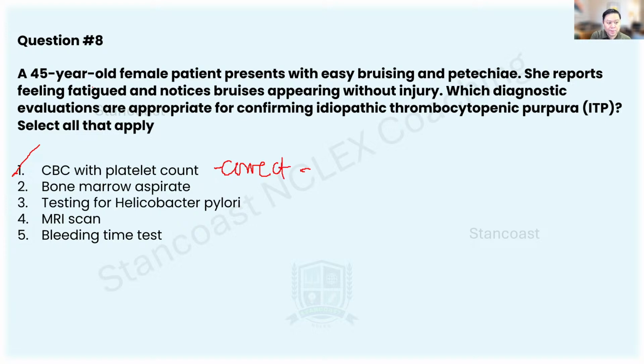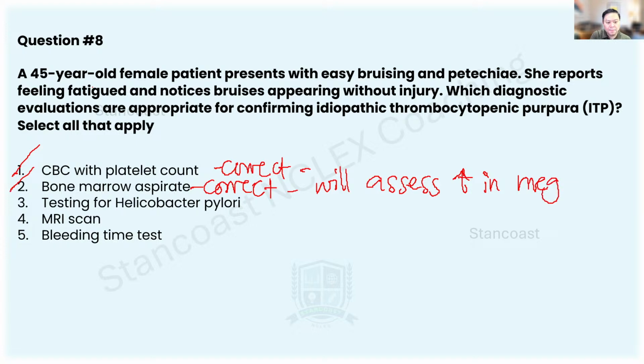What about number 2? Bone marrow aspirate. What is that? Bone marrow aspirate is also correct. And the reason for that is because the bone marrow will be able to assess increased megakaryocytes, those immature platelets, right? Which is going to be the characteristic of the ITP. So this is one of the diagnostic tests.